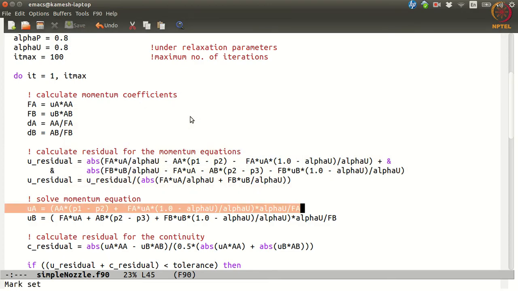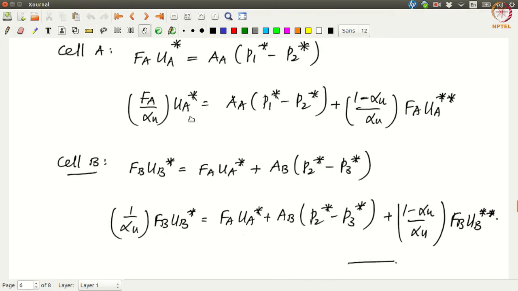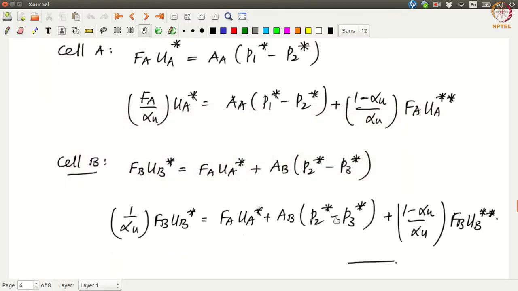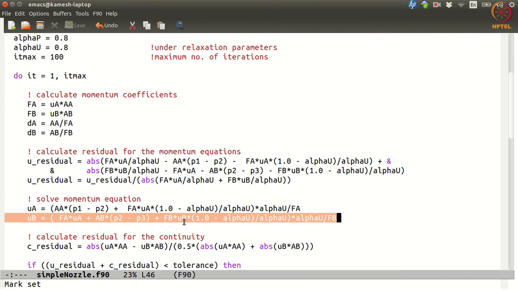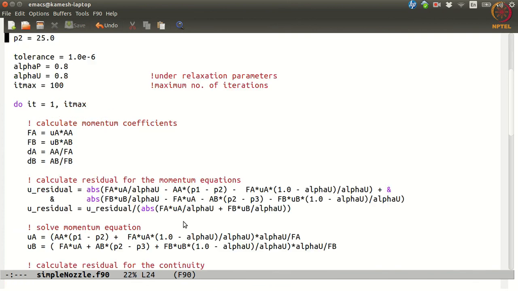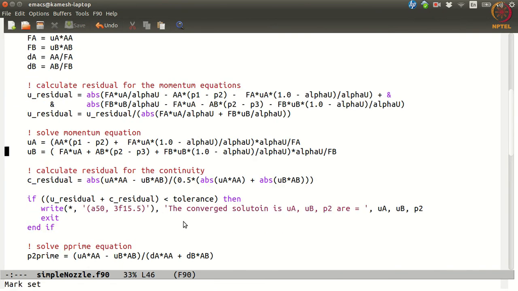Okay, so that's how you get the UA star, and UB star is also similar. UB star has basically FA UA, right here. Then the second term is AB times P2 minus P3, plus the under-relaxation component, and we multiply this entire thing with alpha U divided by FB to get the value of UB star. So UB equals FA UA plus AB times P2 minus P3 plus the under-relaxation component, multiplied with alpha U over FB. Okay, so this is your UB, right?